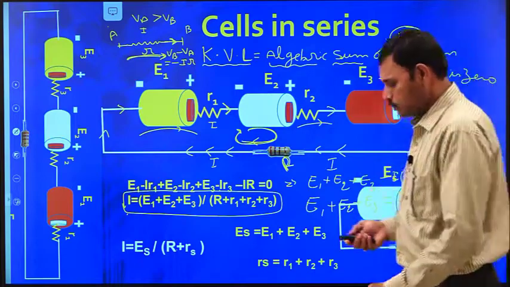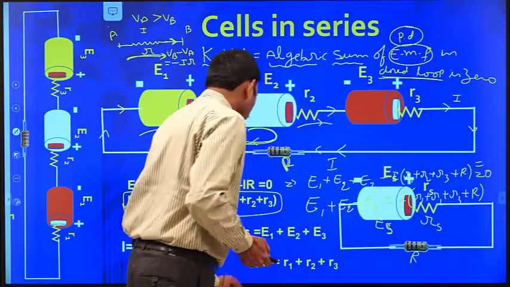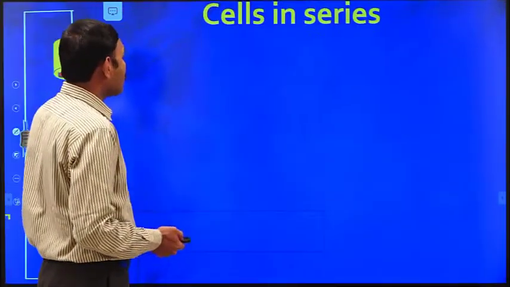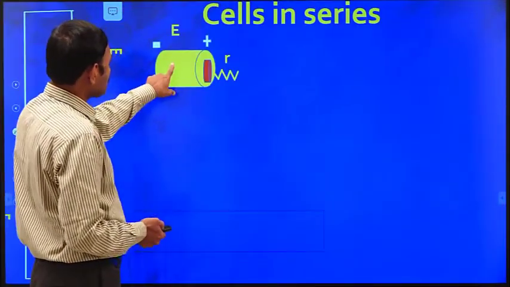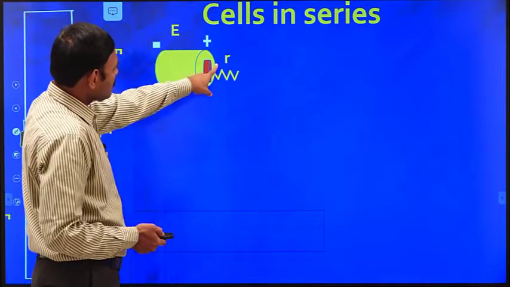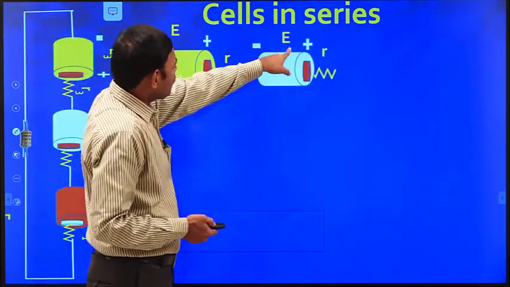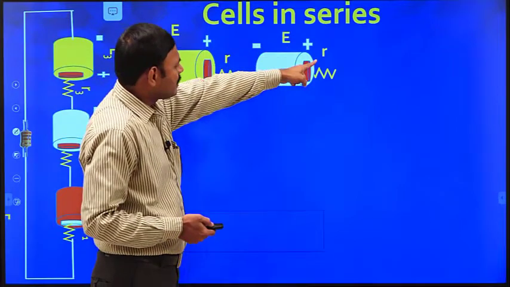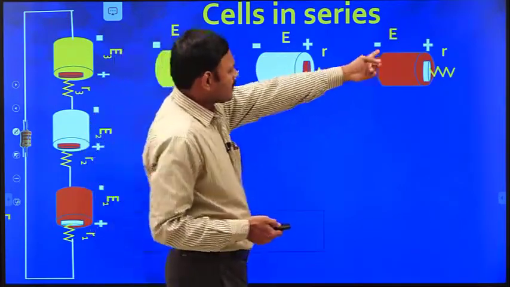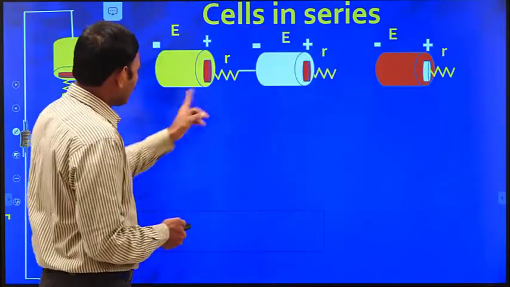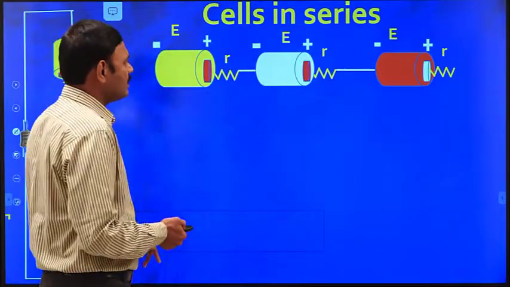So, very important explanation, students. I hope you understood this explanation. Let us move on to identical cells. Suppose this is the first cell of EMF E, with internal resistance small r. Take an identical cell. So, use the same cell having the same EMF E and internal resistance small r. Another identical cell of EMF E and internal resistance small r. So, these are connected in series as shown in the diagram.